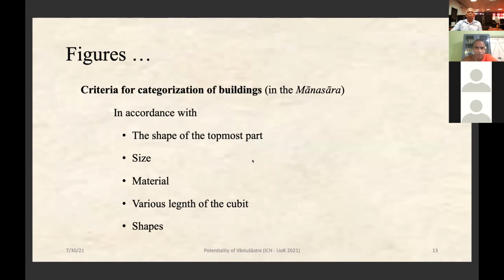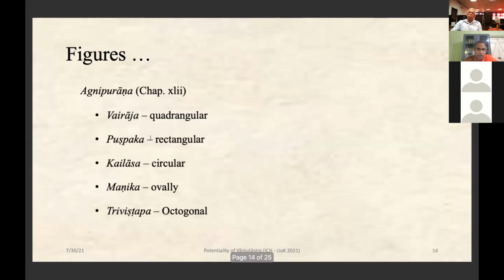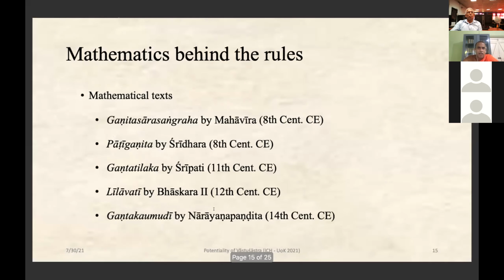For example, if we look at Manasara, it has categorized buildings into a few different categories. The criteria for this categorization are the shape of the topmost part, size of the building, material, various lengths of the cubit, and shapes. Apart from material, all the other criteria are related to mathematics. And if you go to the Agni Purana, it mentions different kinds of shapes related to different constructions. Vairajya construction has to be quadrangular, Pushpaka has to be rectangular, Kailasa has to be circular, Manika has to be oval, and Revishtapa has to be octagonal, and so on.